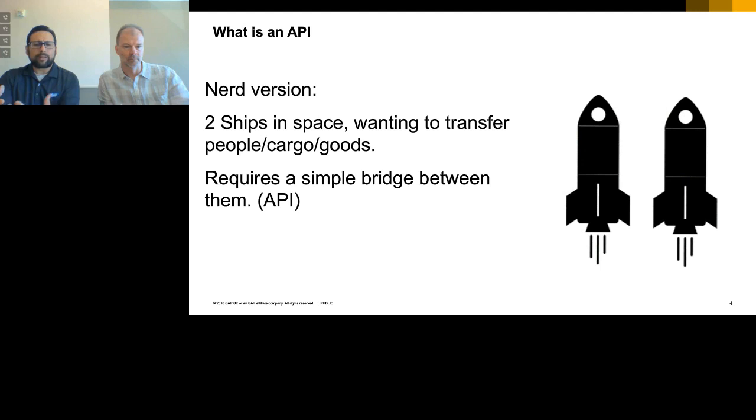Now, while you're flying around in space, you can't just open the door, because then the vacuum comes in. So you need to have some way of interacting with another spaceship. And you don't want to know everything about every other spaceship in the universe in order to interact with them. So you want to have a way of communicating with that spaceship. You need something like a simple bridge that every spaceship is equipped with that can simply connect between the two spaceships. And that would be something like an API, right?